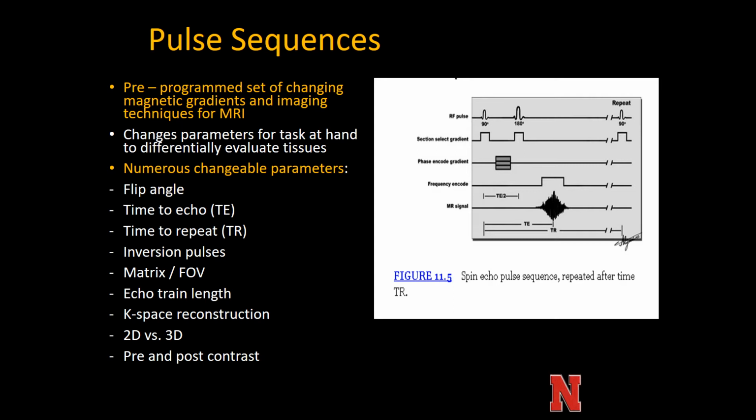We can throw in an inversion pulse. Inversion pulses are usually meant to nullify something like water or CSF. We can control the matrix and the field of view size. We can control the echo train length. We can control how it's reconstructed within K-space. And we can control 2D versus 3D image acquisition. We can also control whether there's contrast on board or not.